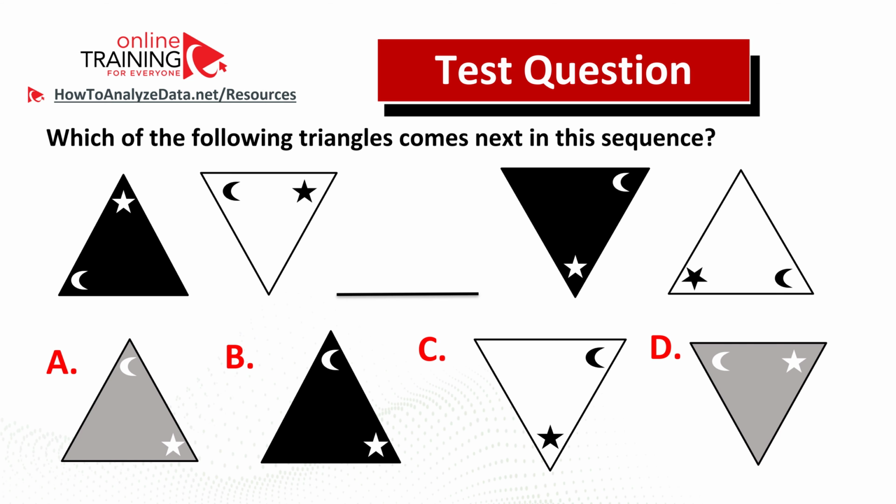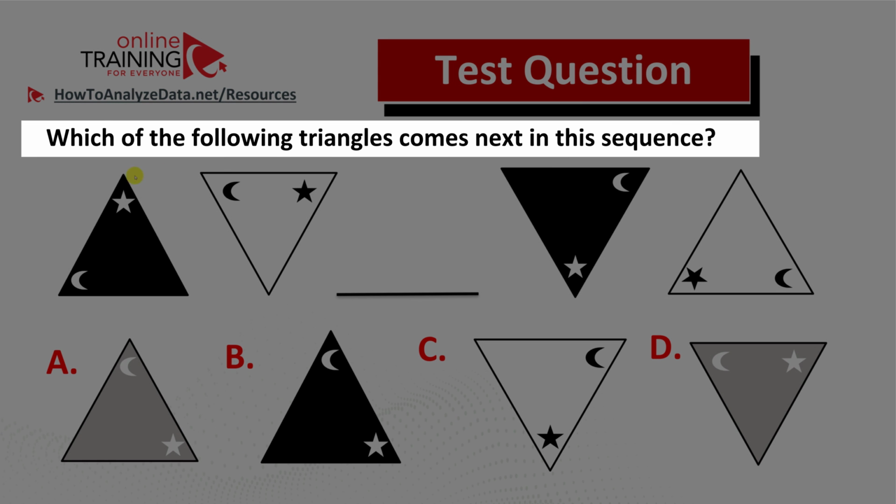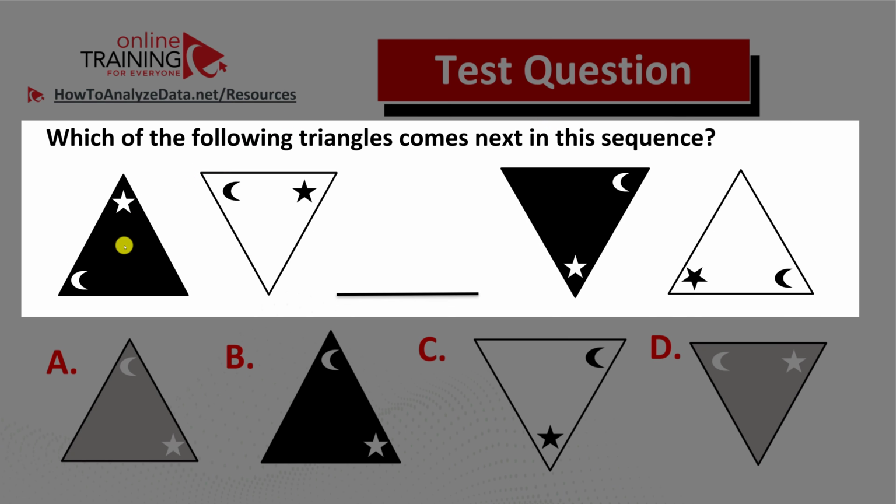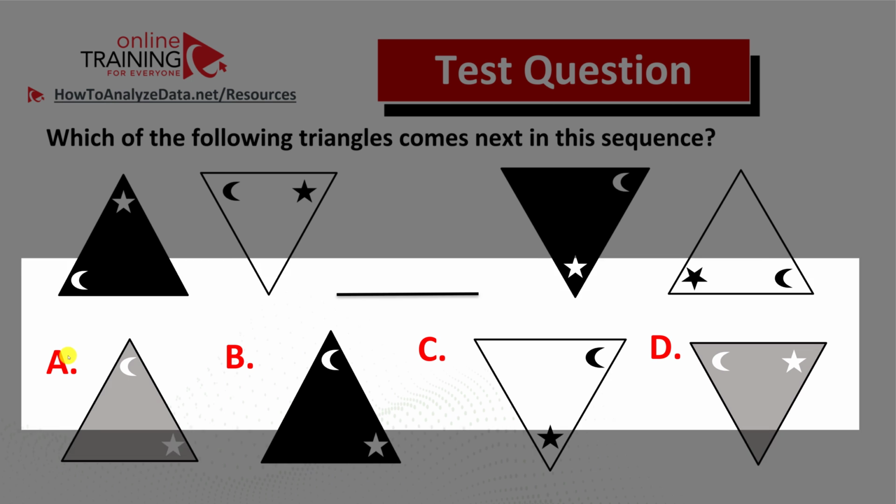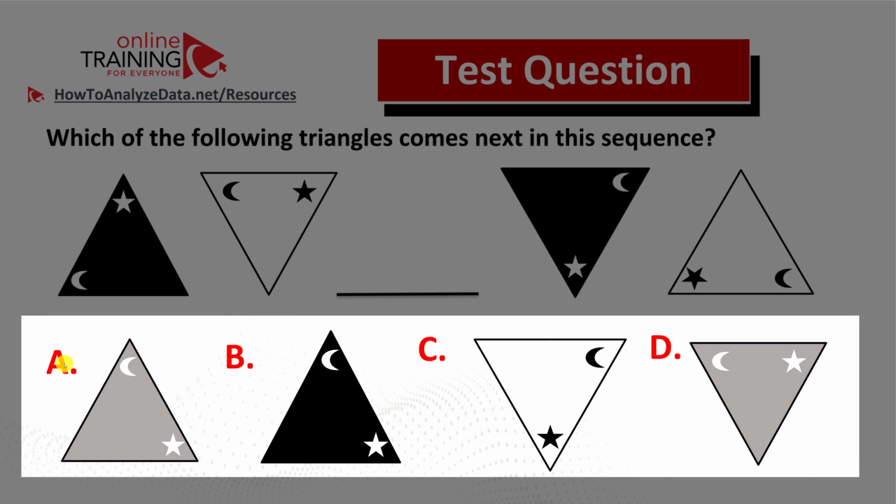All right, I have a tricky question for you, which you might frequently see on the test. The cool thing is that you might be able to solve it, or in case you don't, I would love to show you the solution. Which of the following triangles comes next in the sequence? You have a sequence of 5 triangles, and one triangle in the middle is missing, and you have 4 different choices to pick the right triangle.